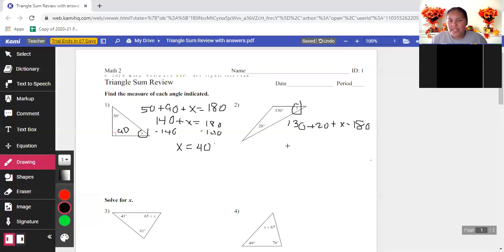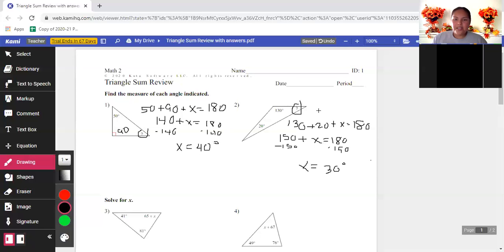So 130 plus 20. 150. 150. So 150 plus X equals 180. And just like with number one, we'll go ahead and subtract that 150 to the 180. So my missing angle is 180 minus 150, and what do I get? 30. 30. So my answer is 30 degrees. Good. And don't forget to draw that little degree symbol.